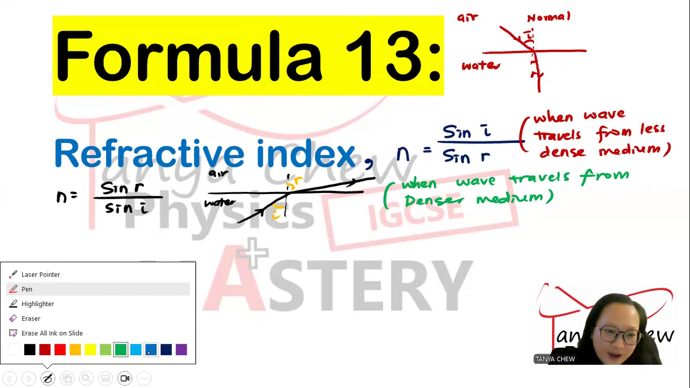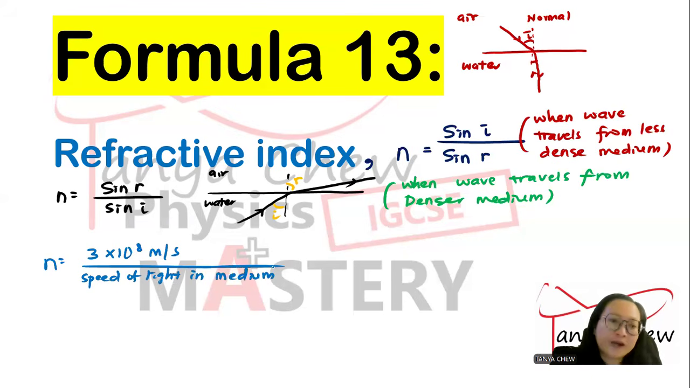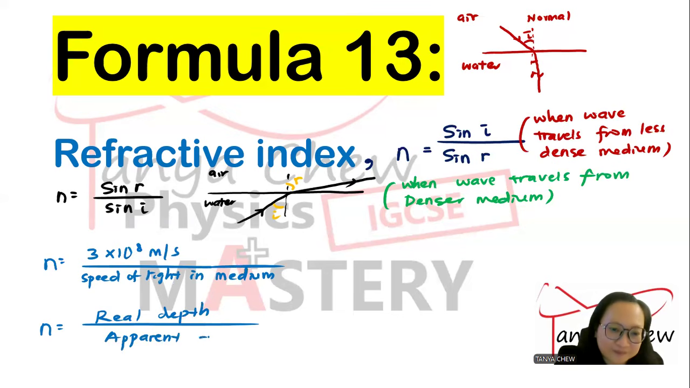And then you also have refractive index equal to the speed of light in air or in vacuum divided by the speed of light in the medium. Speed of light in air I already gave you, which is 3 times 10 to the power 8 meter per second. Or you can also calculate refractive index by using the real depth divided by the apparent depth.